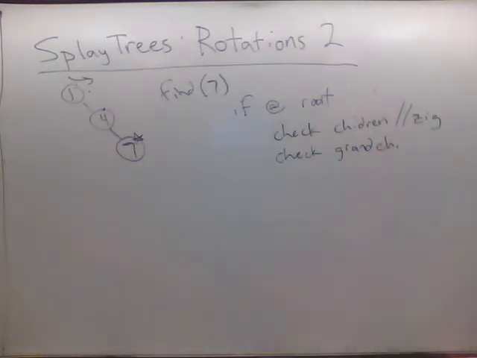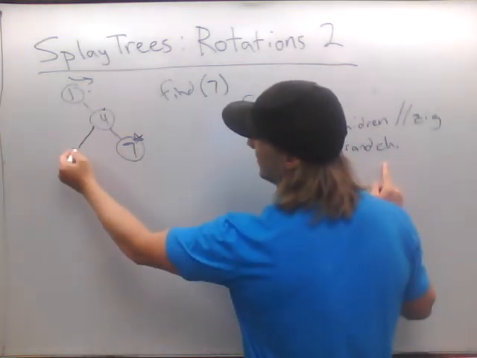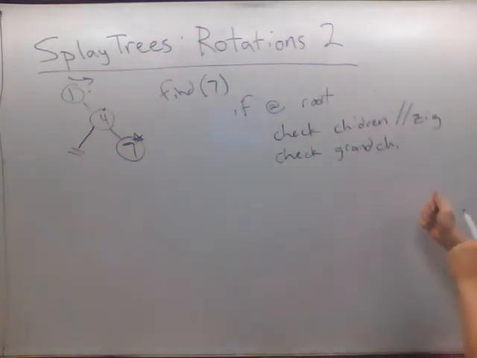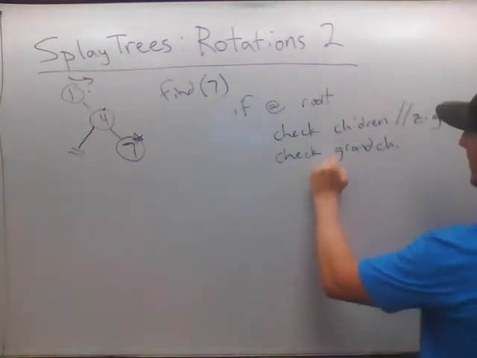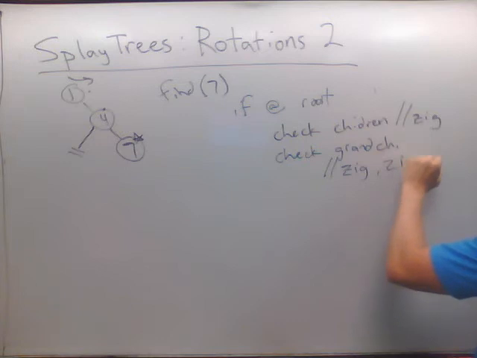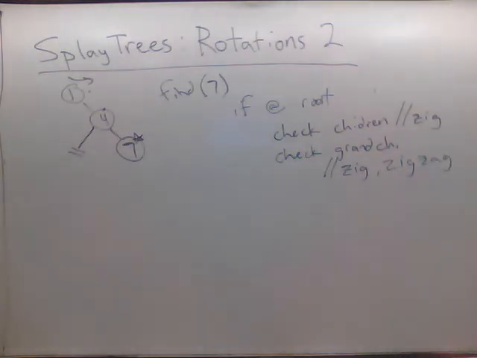Check the grandchildren. So it could be the case that this node needs to be splayed or this node needs to be splayed. So based on which child, I know I'll either have to do a zig-zig or a zig-zag. So here I can possibly do a zig-zig or a zig-zag. Okay. So that is if I'm at the root.